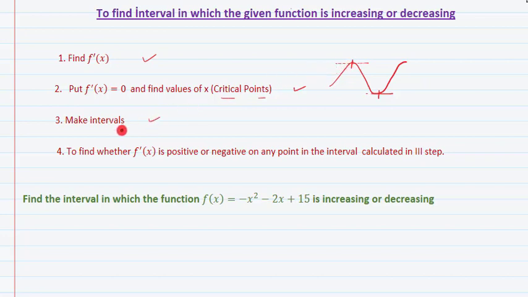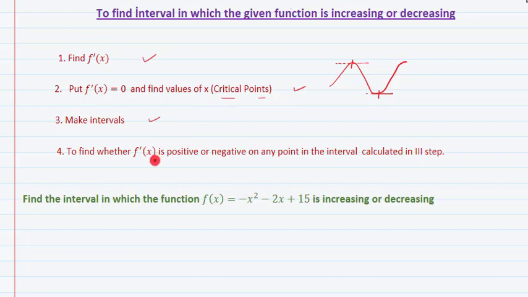Here I want to tell you one thing, that the number of intervals is always one more than the number of critical values. If the critical values are n, then the number of intervals will be n plus 1.